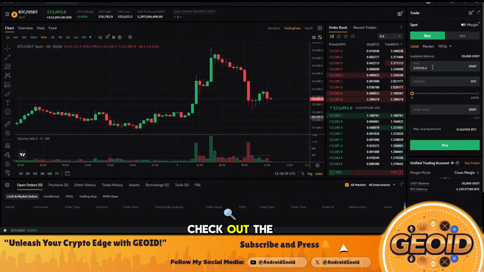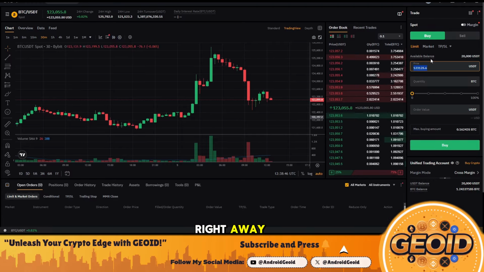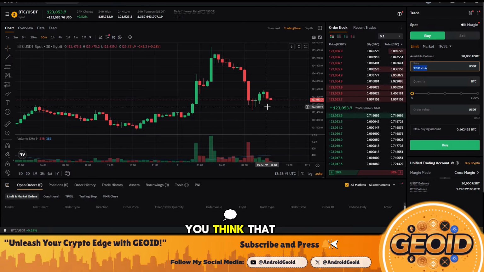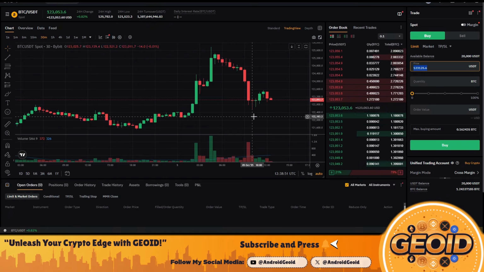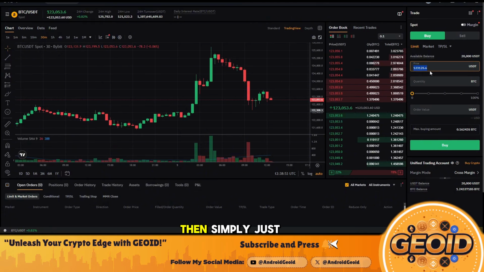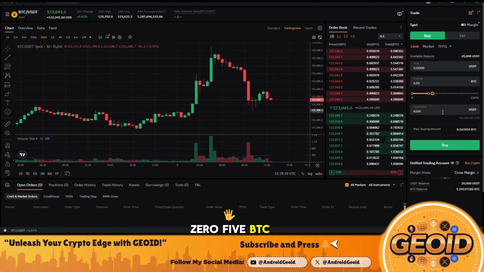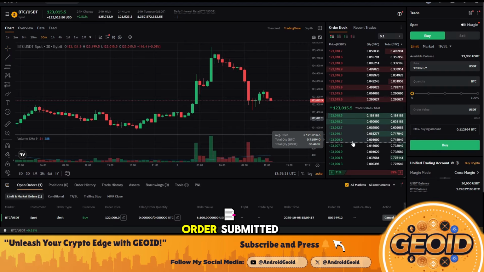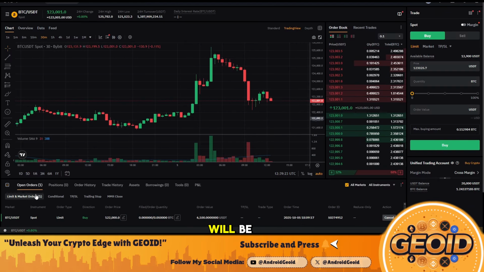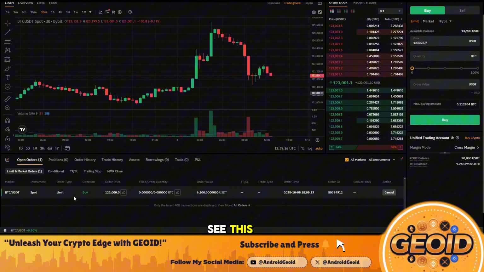And now let's check out the limit order. For example, if you don't want to buy right away at the current market price and you think that price will be reaching $122,000, then simply enter $122,000. Just enter the quantity, for example let's say 0.05 BTC. This will be the USDT amount, and simply click on buy. As you can see, it says order submitted, and your order will be in the open orders. As you can see, this is an open order, it is not yet filled.